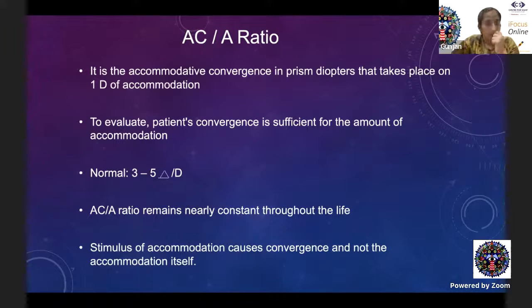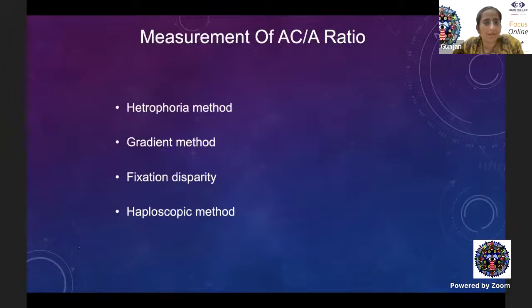Basically, it is used to evaluate whether the patient's convergence is sufficient for the amount of accommodation they are doing. Meaning if you are accommodating for one diopter, are you also converging for the same? Normally, it is 3 to 5 prism diopters, and the AC by A ratio remains nearly constant throughout life. Stimulus of accommodation itself causes convergence. That is, the blurred retinal image causes the convergence and not the accommodation itself.